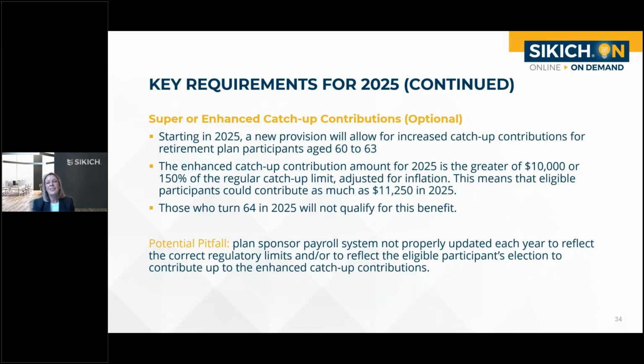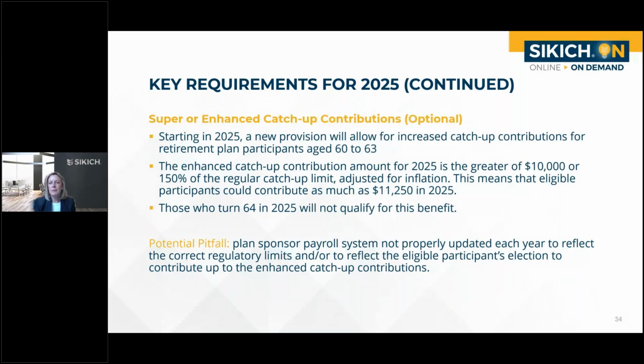maximum of $11,250. Now, how did I come up with that amount? So going back to the formula, that is basically the $7,500 regular catch-up limit for 2025 multiplied by that 150% to get to the $11,250. It's also important to note here that those who turn 64 during 2025 will not qualify for this benefit.